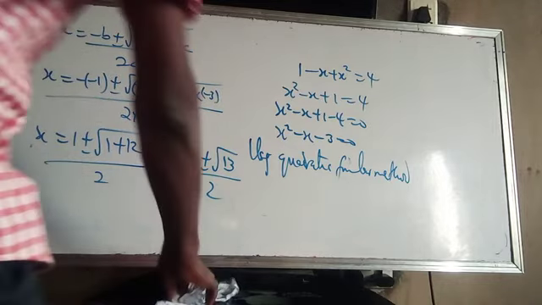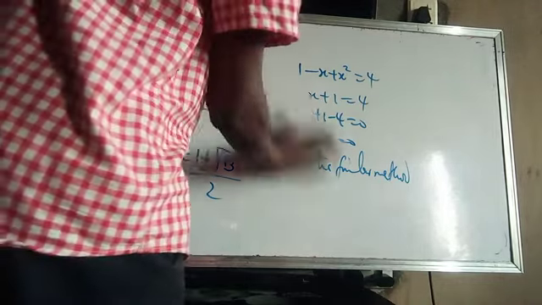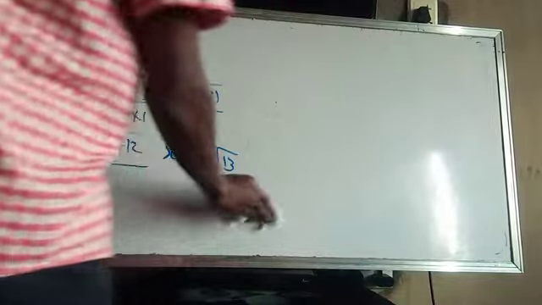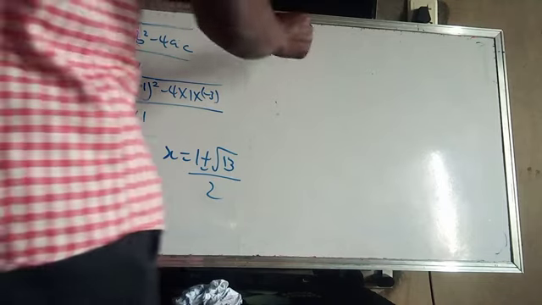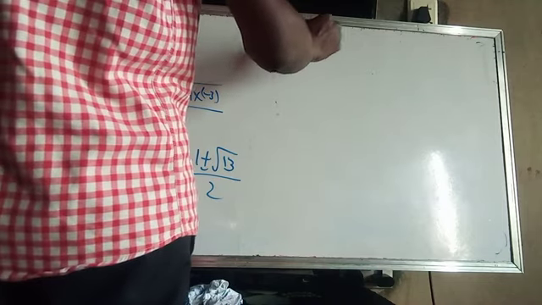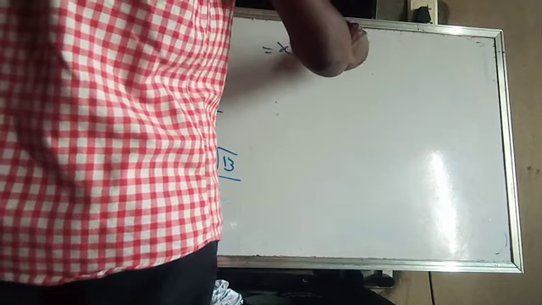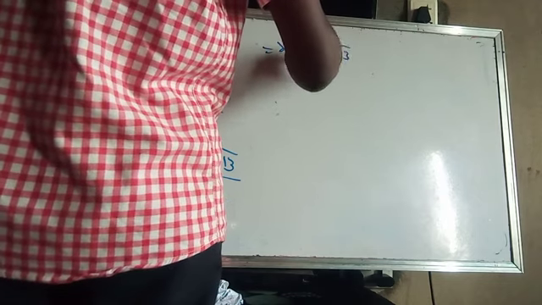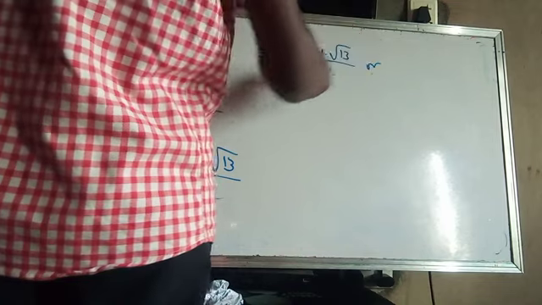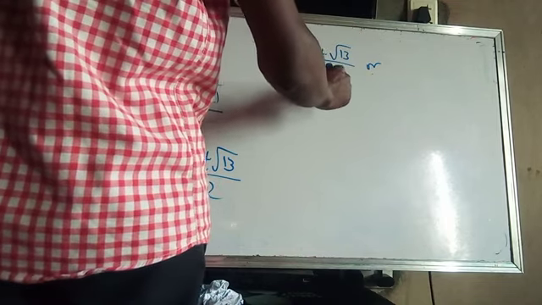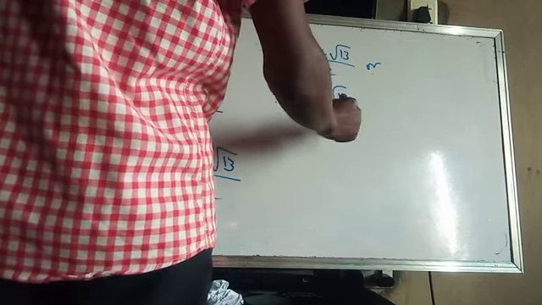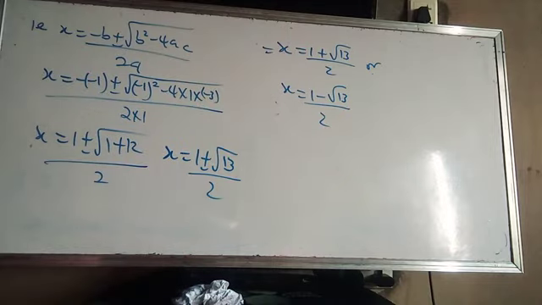So that means x will be 1 plus root 13 all over 2, or x will be 1 minus root 13 all over 2. So those are the values of our x.